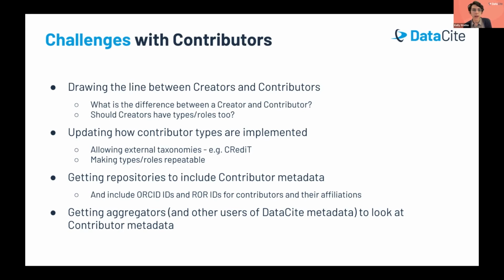Because contributor is not currently a required field, it's not always easy to encourage repositories to include complete contributor metadata. And as we've seen, we don't have many aggregators or other consumers of DataCite metadata who are actively using the contributor field. And this is basically a chicken and egg problem with adoption. It's difficult to get repositories to provide contributor metadata if it's not used, but it's difficult to get aggregators to use contributor metadata if it isn't consistently implemented.